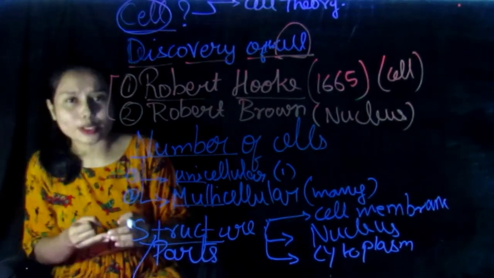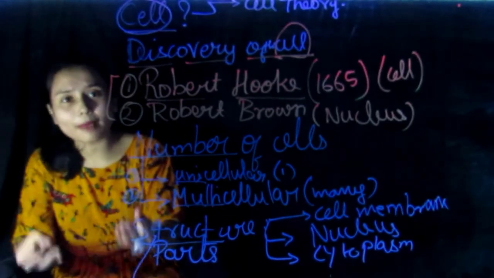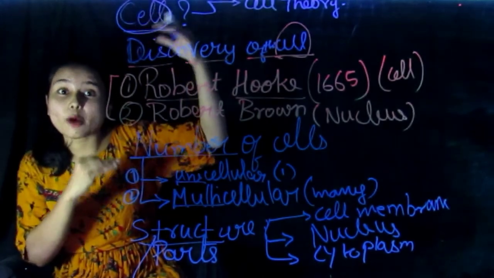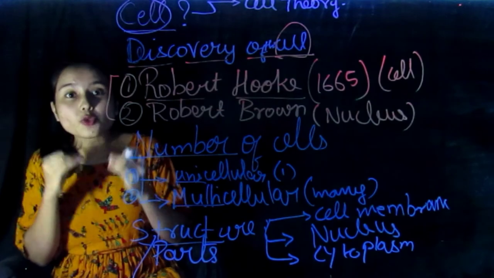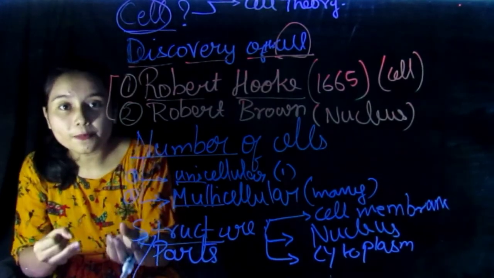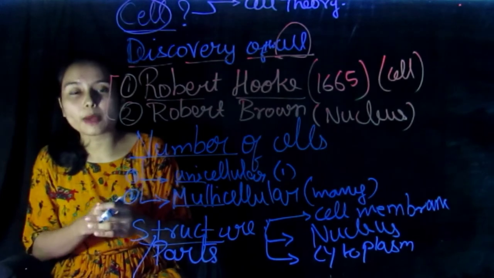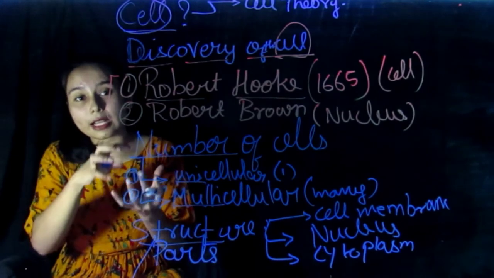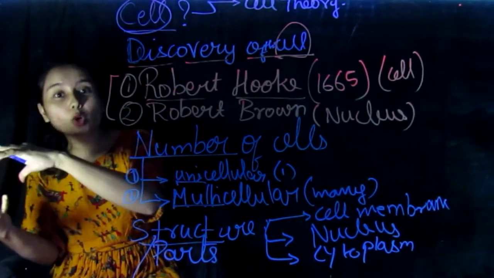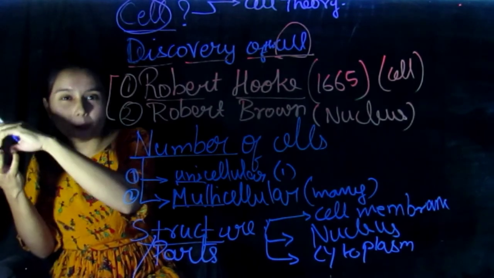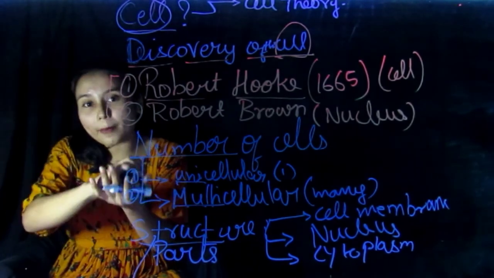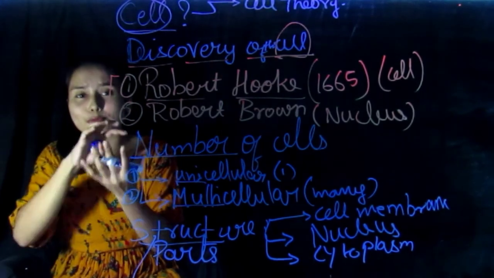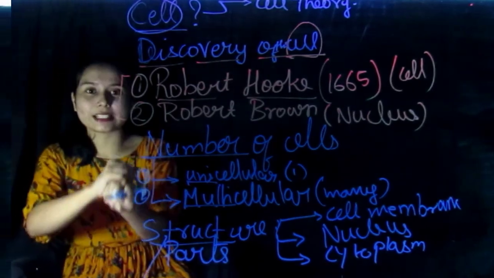For example, any plant, like a mango plant. It grows into a mango tree, and the mango tree generates a new mango plant, its new offspring. How is that offspring formed? That baby mango plant is formed from the mango tree, isn't it? So the mango tree gives the cells to the small plant. So every cell is formed from pre-existing cells.